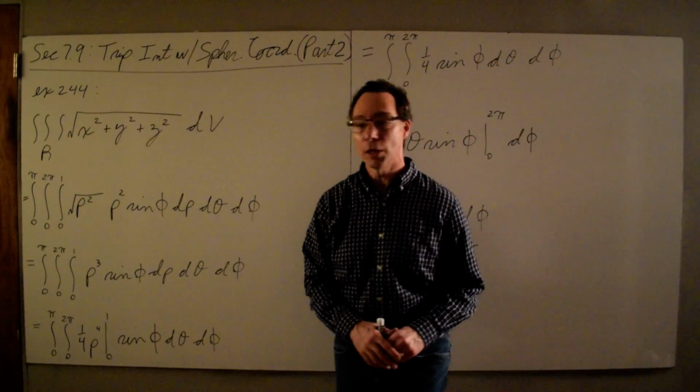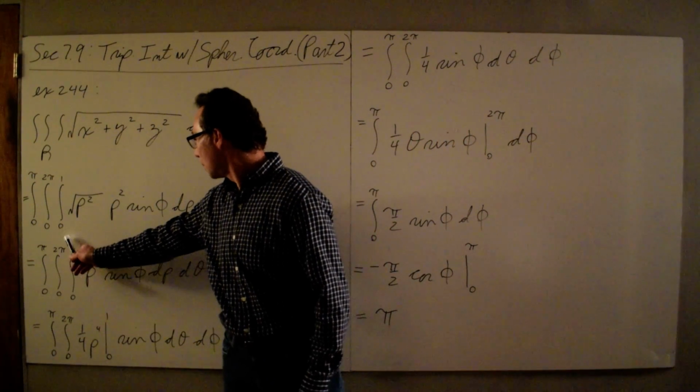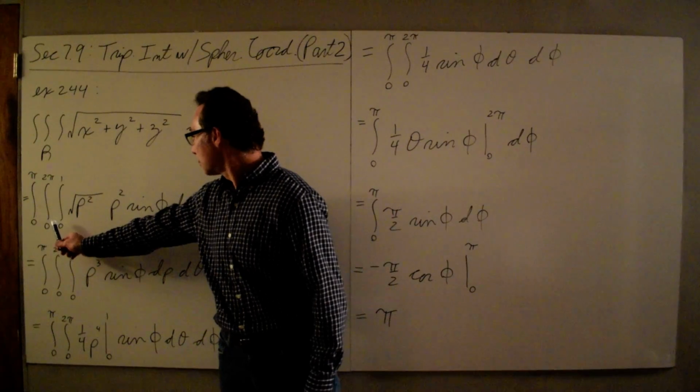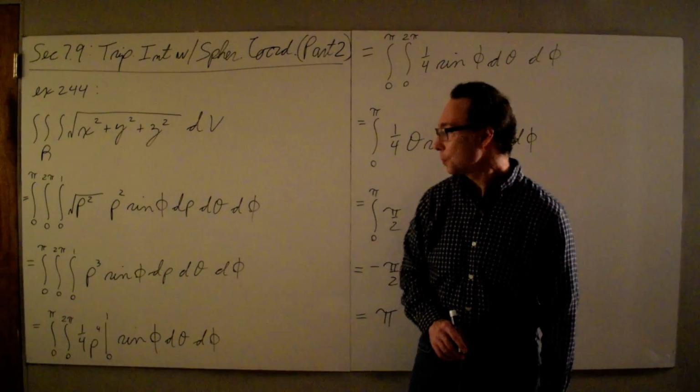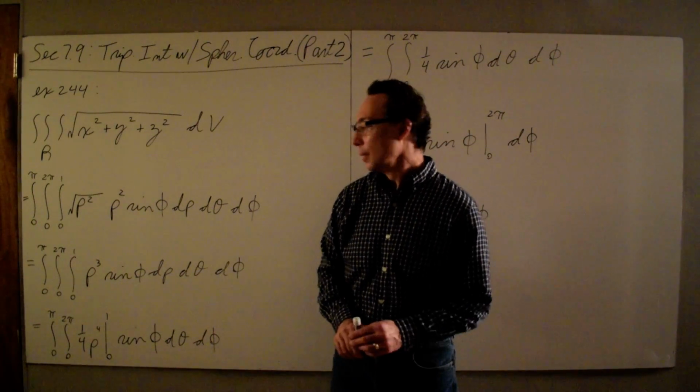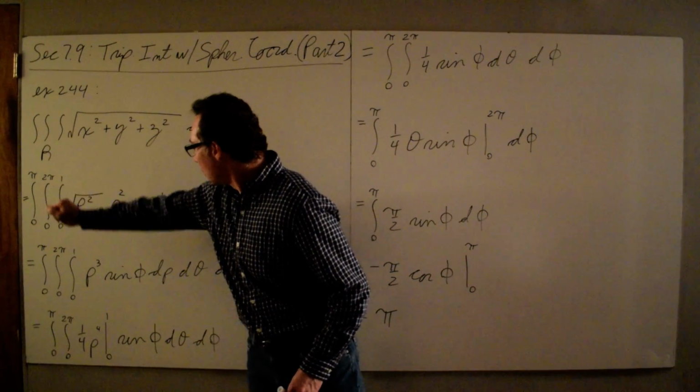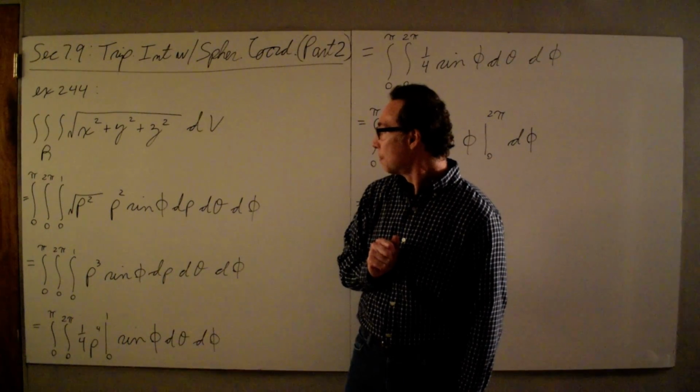And so the unit sphere, rho goes from 0 to 1, theta goes from 0 to 2 pi, and phi goes from 0 to pi. So these are our limits of integration for the unit sphere.